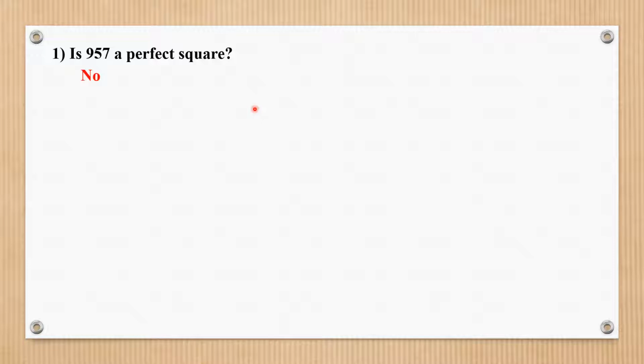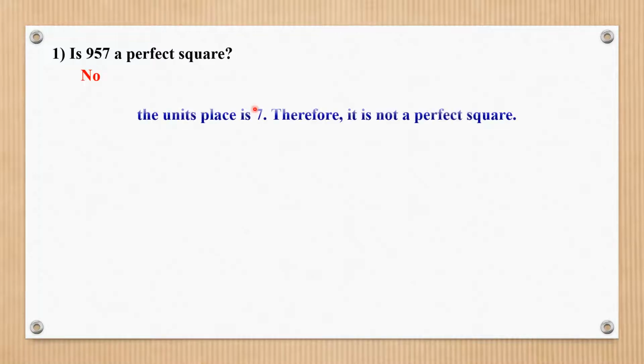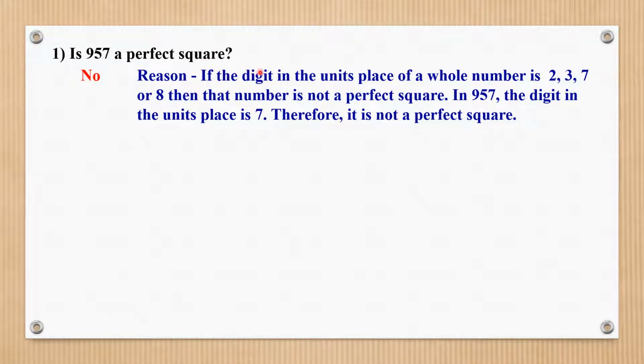So first we have to say yes or no, no, and then you have to give the reason. The reason is, if the digit in the unit place of a whole number is 2, 3, 7, or 8, then that number is not a perfect square. In 957, the digit in the unit place is 7, therefore it is not a perfect square. It is good if you can give this type of full reason for this question.